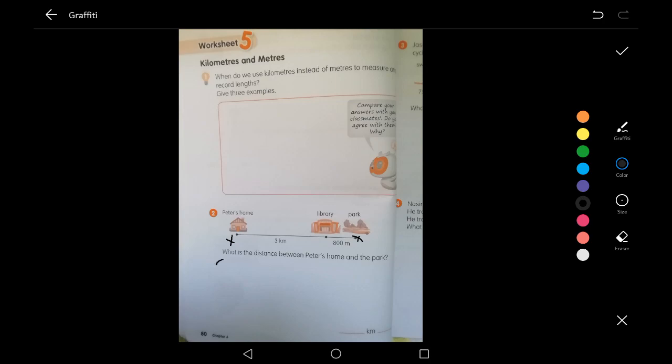We should add 3 kilometers plus 800 meters. Okay. Now, can we add kilometers to meters? For sure, no. We said previously that we can't, because 800 is not a kilometer yet, right? Otherwise, we can convert them. Now, we just write it this way. The distance is 3 kilometers and 800 meters. Okay?